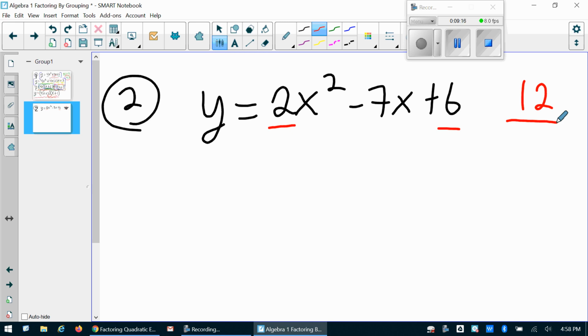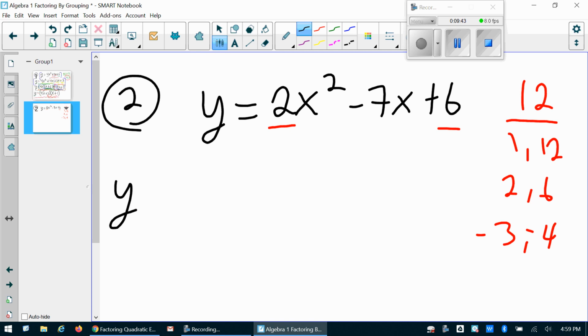I'm going to go ahead and write all the factors. 1 and 12, 2 and 6, 3 and 4. Now I need them to add up to be negative 7. I know that 3 and 4 add up to be positive 7, but if I make them both negative, now they multiply to be positive 12 because a negative times a negative is a positive, but they also now add to be negative 7.